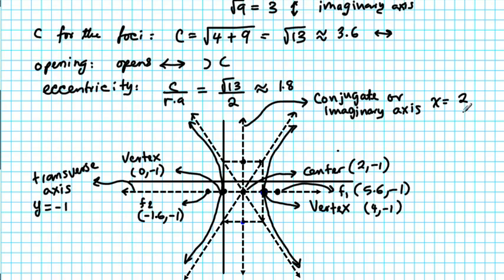If you want to know the coordinates of your axes, use the center. The x coordinate is the coordinate of your conjugate or imaginary axis, and then your y coordinate, negative 1, is the equation of your transverse axis going through this point right here. All right. Now, next thing we need to find is our asymptotes.